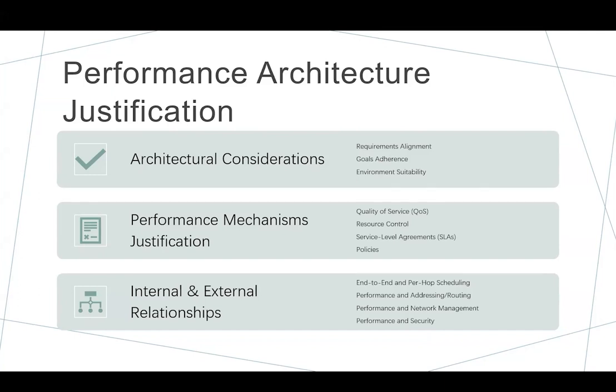Discussing internal and external relationships. Efficient data flow is achieved through end-to-end and per-hop scheduling. We have integrated performance and addressing routing for smooth operation. And crucially, we optimize both performance and security.